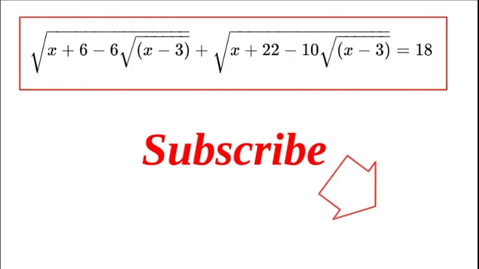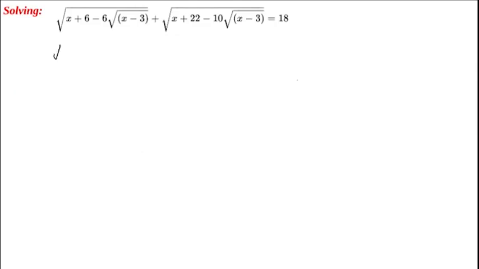So let's get started. First of all, we're going to take the square root of x plus 6 and write it as x minus 3 plus 9. So we're going to add 3 and subtract 3. And then we're going to take the 6 and replace it with a product of 2 by 3. And then we have the square root of x minus 3. Okay, that's the first radical.